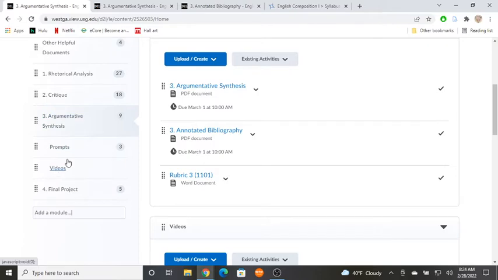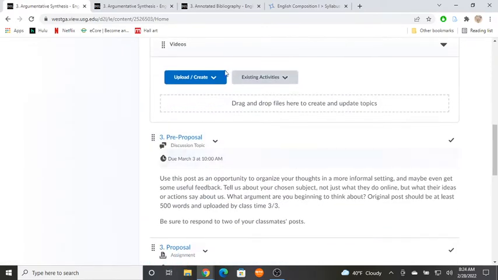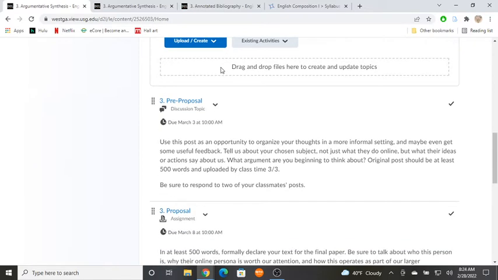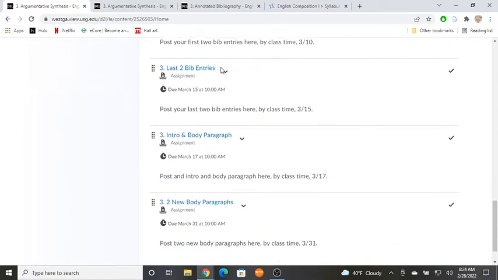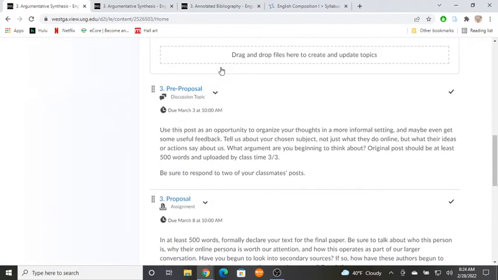Again, it's set up the same way as all of our other units. You got your prompts up here along with your rubric for this paper. You have videos. I'm currently recording the first one, so that will be there by the time you see this, for obvious reasons. And then under that, you have your homework in chronological order.